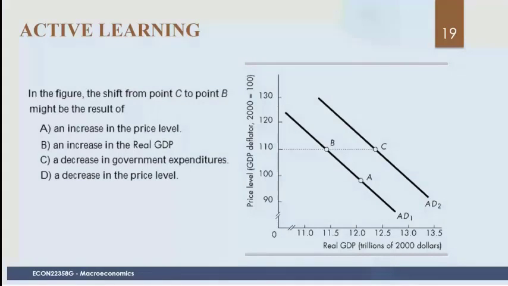The answer here is C, right? And the reason why is the other ones, so A, B, and D, are all talking about something that changes that's actually on the graph, on the horizontal or vertical axis. So in those cases, that would be a movement along the curve. Okay, but here we're talking about a shift.